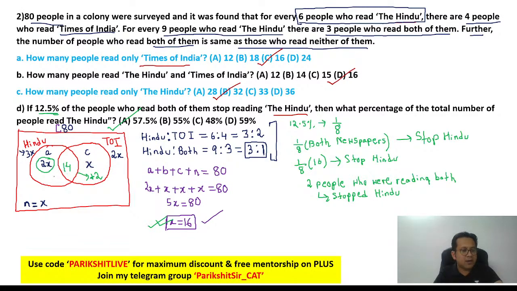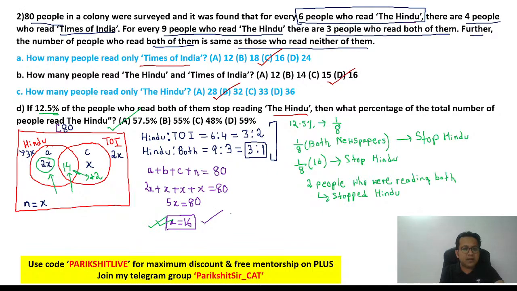So this is 14, and this 2x is there from before, only Hindu is 2x. So these people are there only. And the extra 2 people who stopped reading the Hindu are now reading only the Times of India. Remember they were reading 2 newspapers, Hindu and Times of India, now only Times of India. So they moved into the region called C. So they have gone out, and you are done.